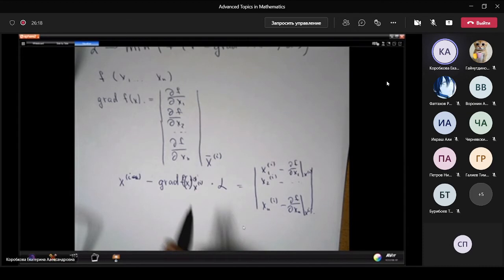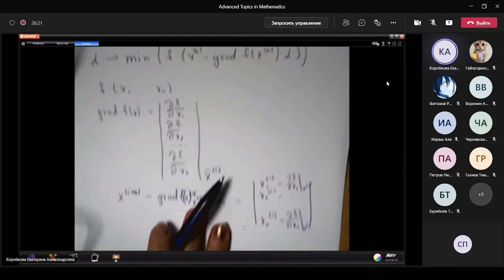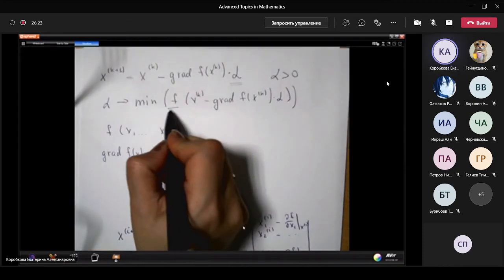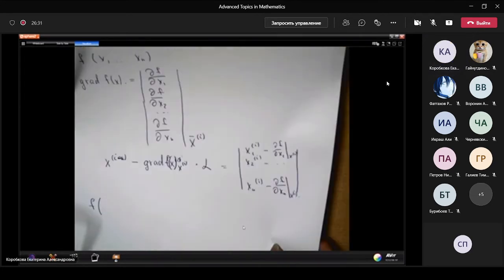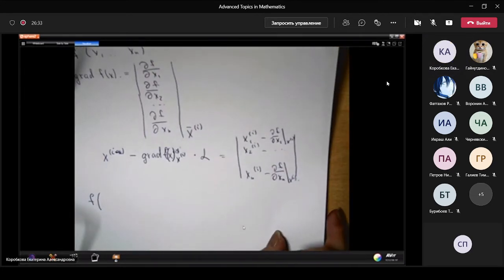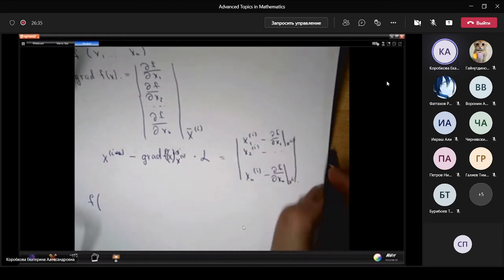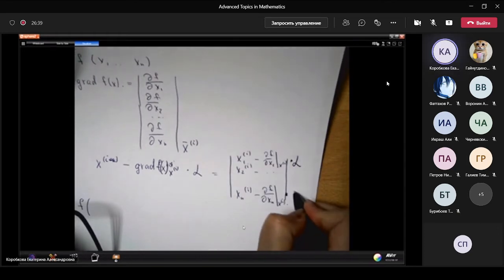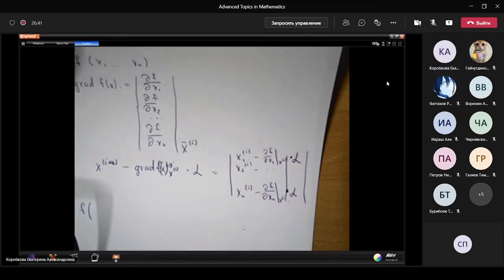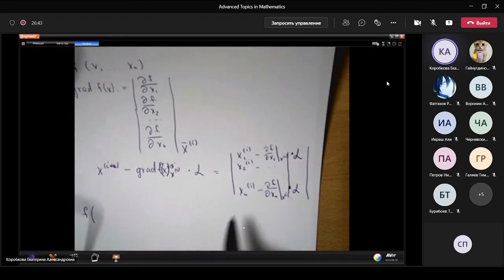And then we should calculate our function. We should just put... I have forgotten about our step, the most important part. We should put these coordinates into our function.